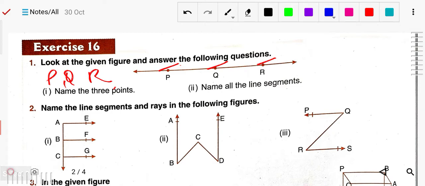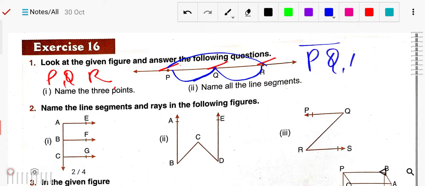Okay, next, name all the line segments. A line segment is a part of a line. So first we can write PQ, another is QR, and one is PR. Okay, so you can write like this: PQ, QR, and PR. These are the line segments.